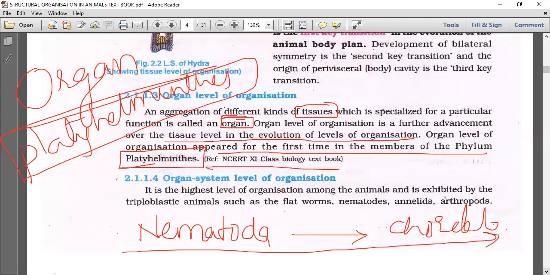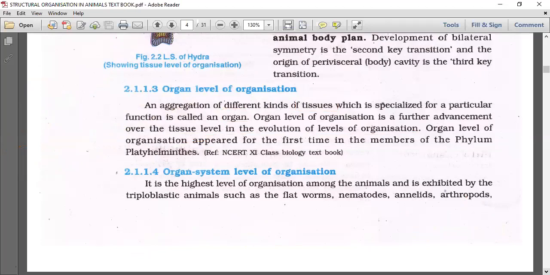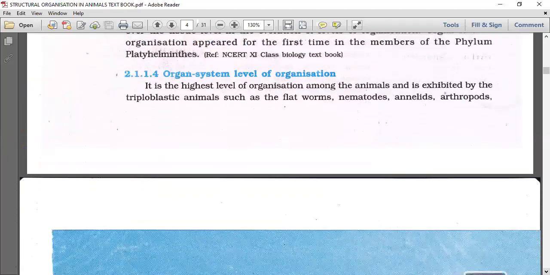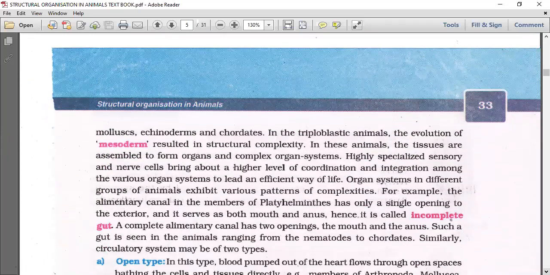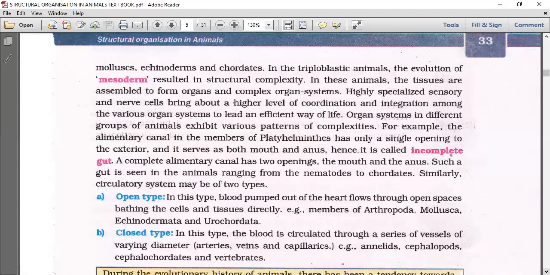That's all about the organ level of organization where tissues form organ. Now, let's come to the organ system level of organization, the highest level of organization among the animals, exhibited by the triploblastic animals. Here, we have to remove Platyhelminthes, so from here onwards we need to start: Nematoda, Annelida, Arthropoda, Mollusca, Echinodermata, Hemichordata, and Chordata. Till Chordata, we have this kind of organ system grade of organization.